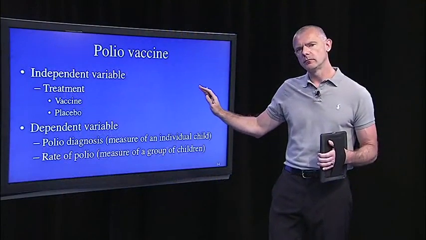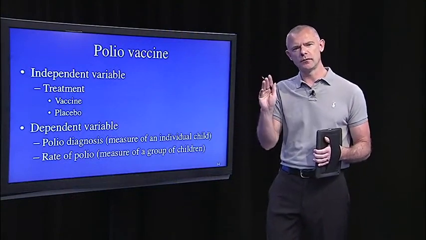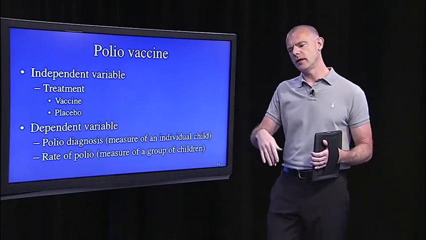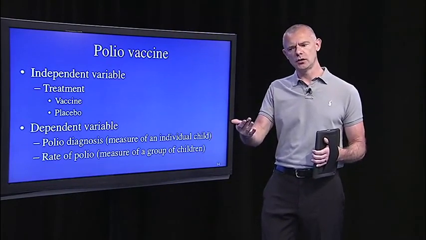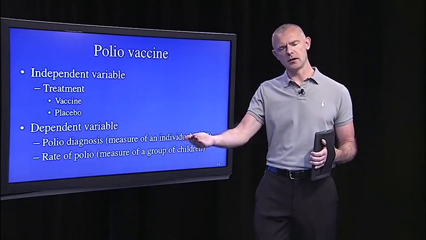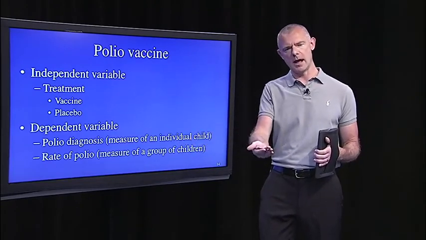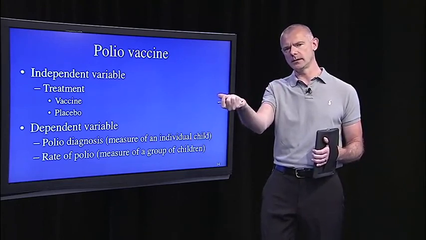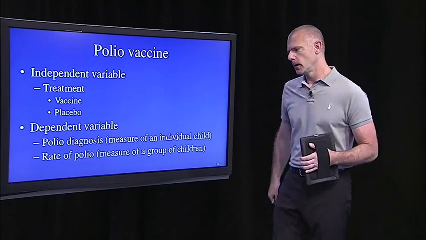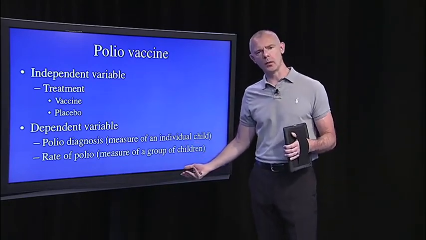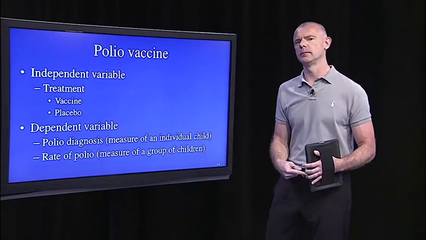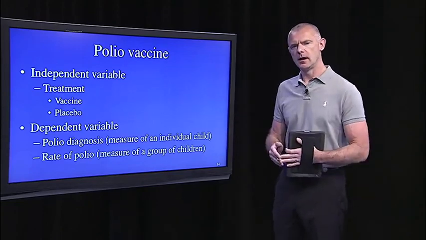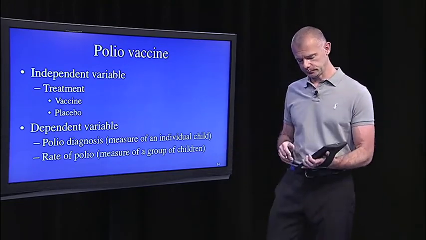The dependent variable, we can think of this as being measured two different ways. One, we could measure at the level of an individual child. So at the level of an individual child, it's just, did that child go on to be diagnosed with polio at some point or not? So at the level of an individual child, it's just 0 or 1. No, they were not diagnosed. Yes, they were diagnosed. What I'll be showing you is rates of polio in groups of children. So what's the rate of polio across the United States after the introduction of the vaccine?